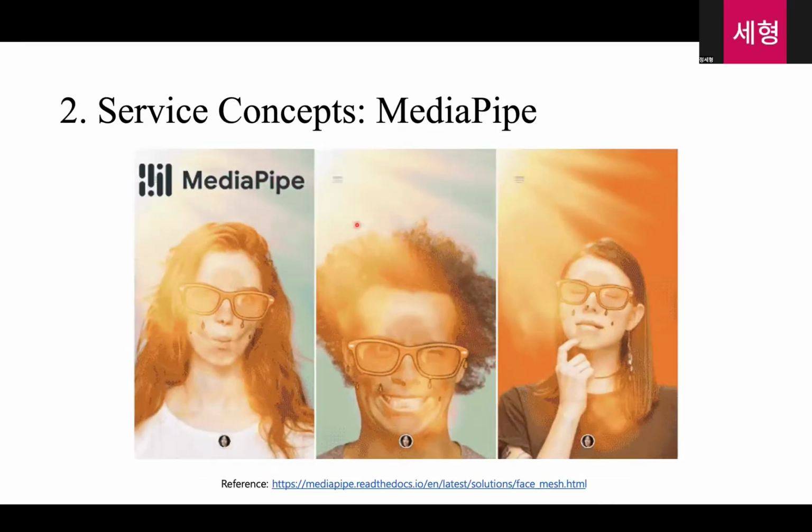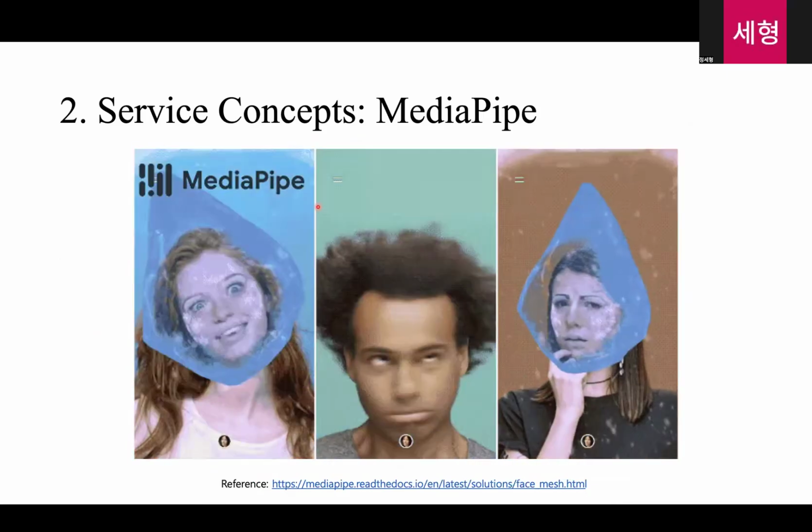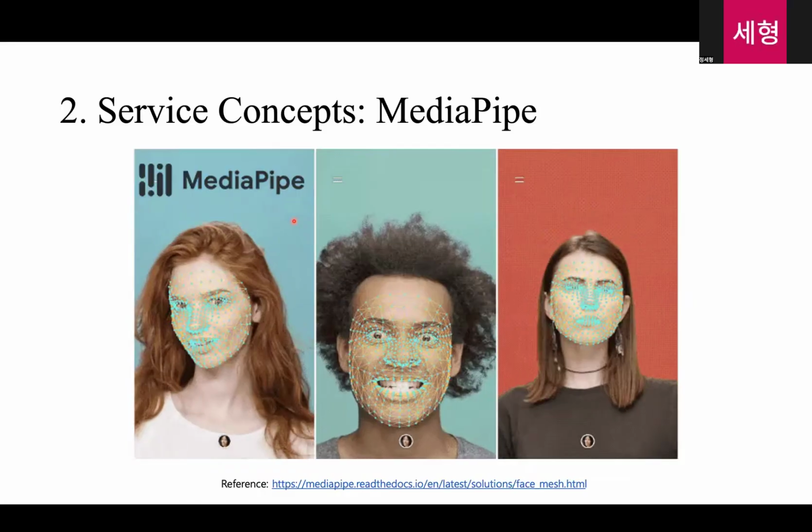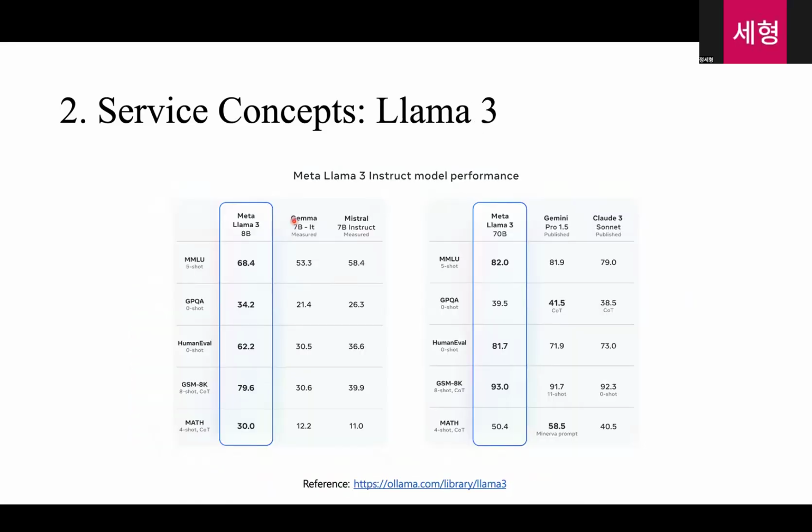Okay, so this is the example usage of MediaPipe, which can detect facial information with the mesh function. Next, this is the performance of Llama 3. It seems good compared to other representative models. I was also planning to fine-tune Llama 3, but since the result was really satisfying, I did not use any fine-tuning methods for this project.